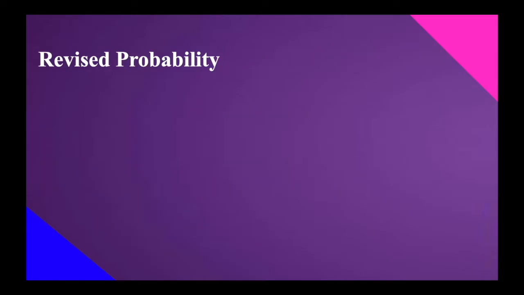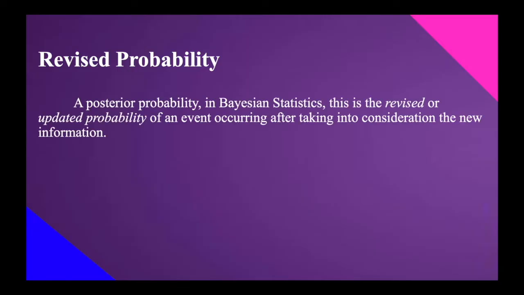So, revised probability, ano pa muna? Now, before tayo mag-proceed sa decision trees with revised probability, ano muna yung term na revised probability? Actually, a posterior probability in Bayesian statistics, I hope you are familiar with this branch of the statistics. This is the revised or updated probability. Guys, take note sa term updated probability of an event occurring after taking into consideration the new information.